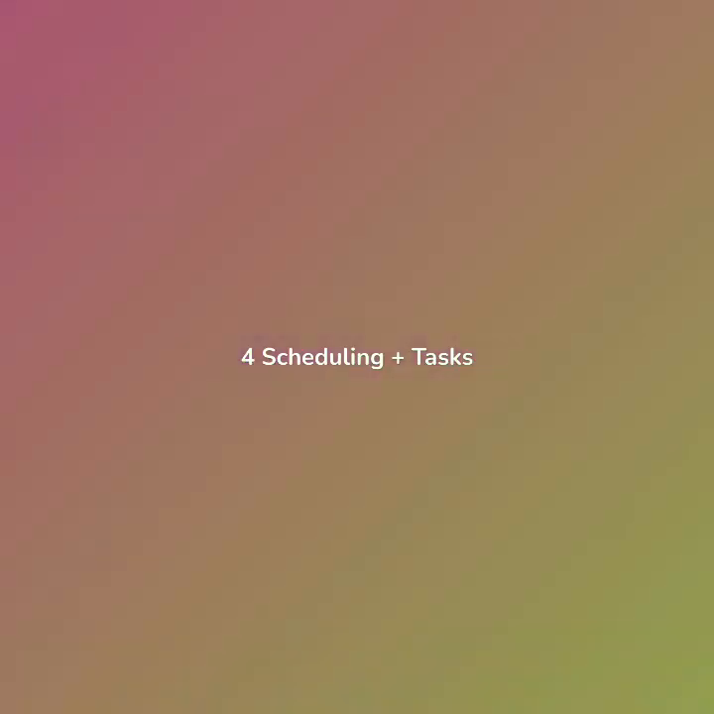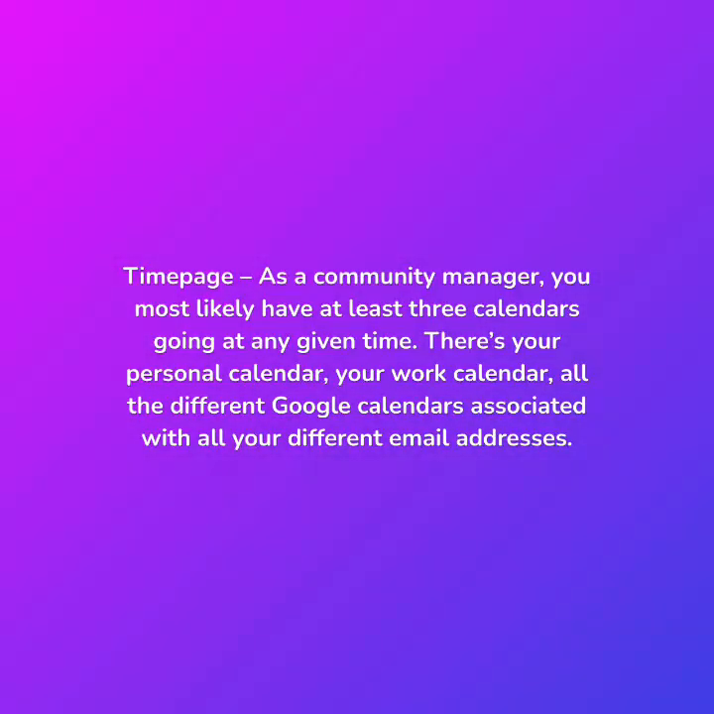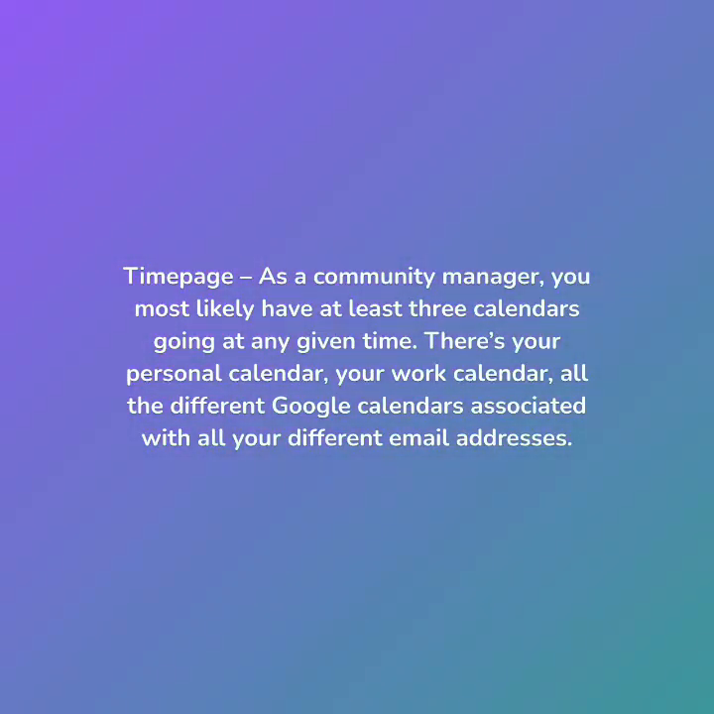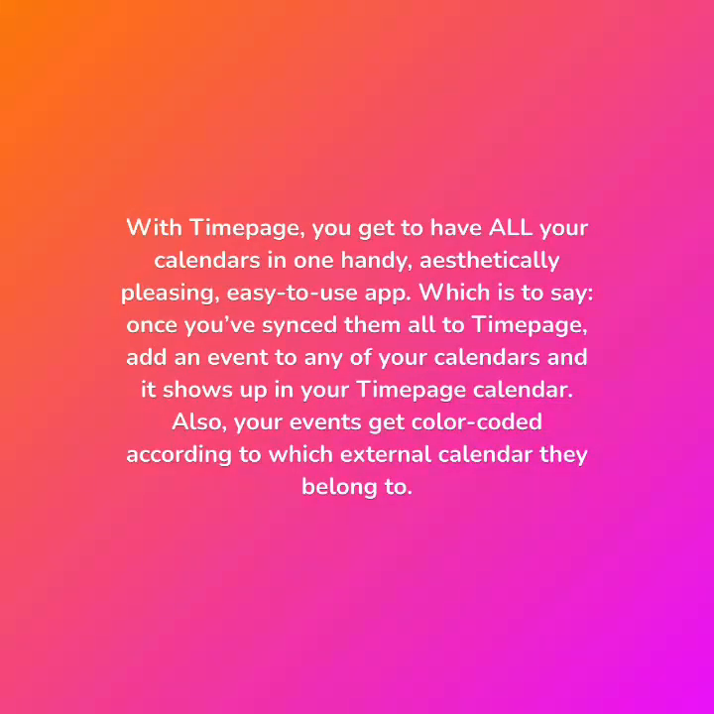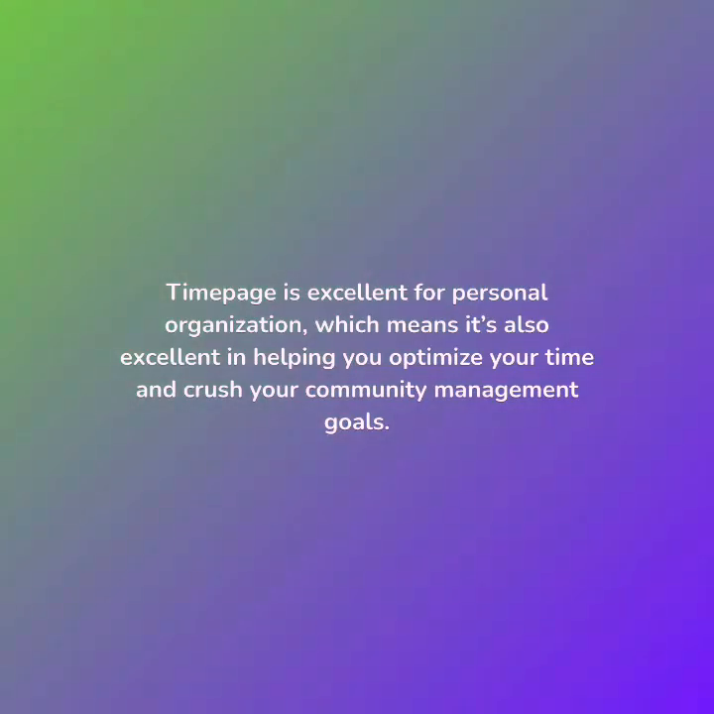For scheduling plus tasks. TimePage. As a community manager, you most likely have at least 3 calendars going at any given time. There's your personal calendar, your work calendar, all the different Google calendars associated with all your different email addresses. With TimePage, you get to have all your calendars in one handy, aesthetically pleasing, easy-to-use app. Which is to say, once you've synced them all to TimePage, add an event to any of your calendars and it shows up in your TimePage calendar. Also, your events get color-coded according to which external calendar they belong to. TimePage is excellent for personal organization, which means it's also excellent in helping you optimize your time and crush your community management goals.